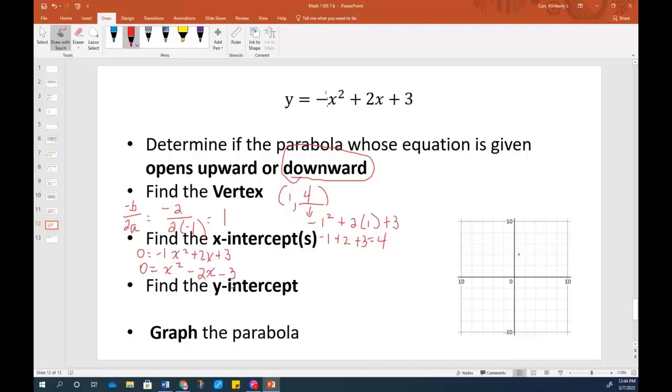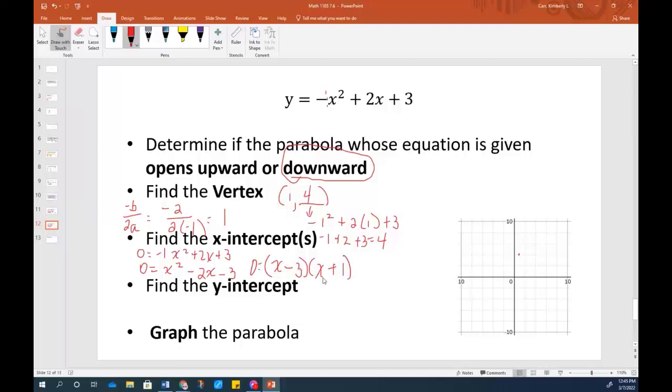I can factor this, what multiplies to -3 but has a difference of 2. So I'm going to put difference of -2. So I'm going to need an x minus 3 and an x plus 1.